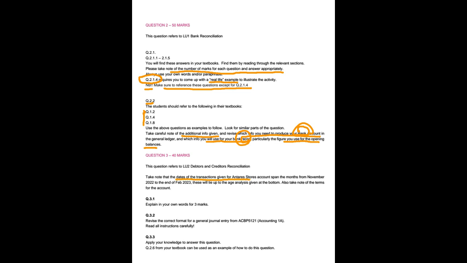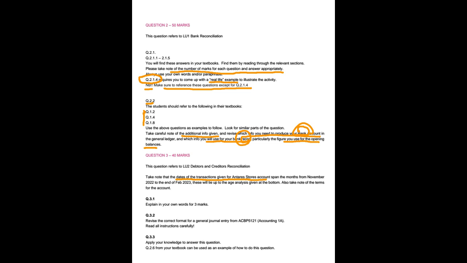In the Antares stores account, because they span the months of, so this is on page 7 of your assignment document. That statement that they've printed is Zodiac General Dealers, which is your business, and this is your debtor statement. So your customer, Antares stores, they owe you this money.